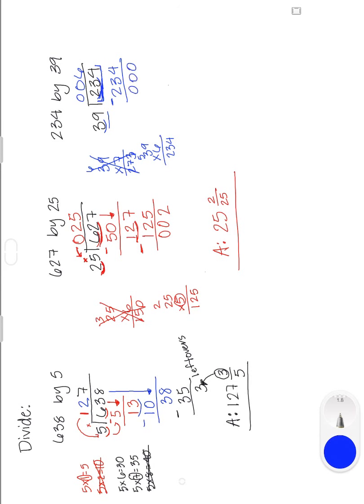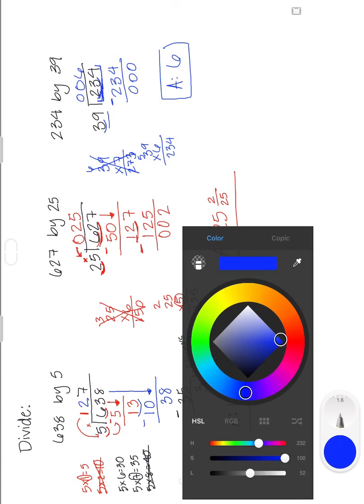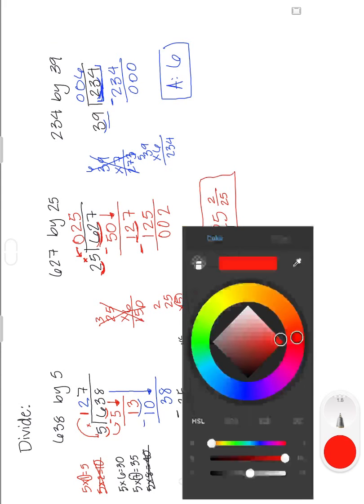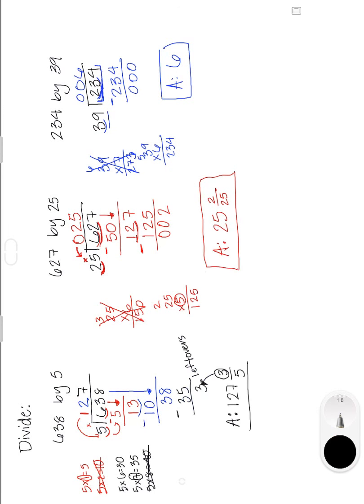Subtract and it's 0. That means that the answer for the third one will be 6 wholes and then 0 leftovers, right? 0 remainders. So the answer is 6 for this one. The answer is 25 and 2 25ths for the second one, and 127 and 3/5 for the first one. Okay, so again, this is just kind of like going back into how we used to divide back in elementary school.